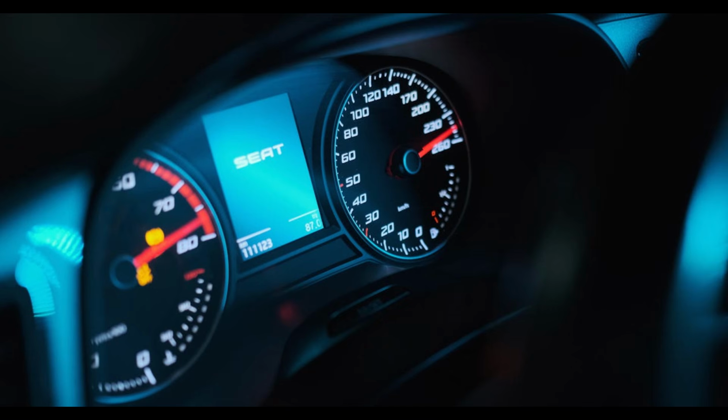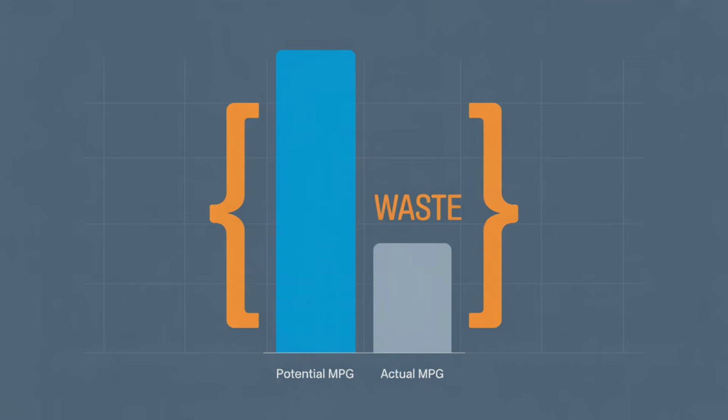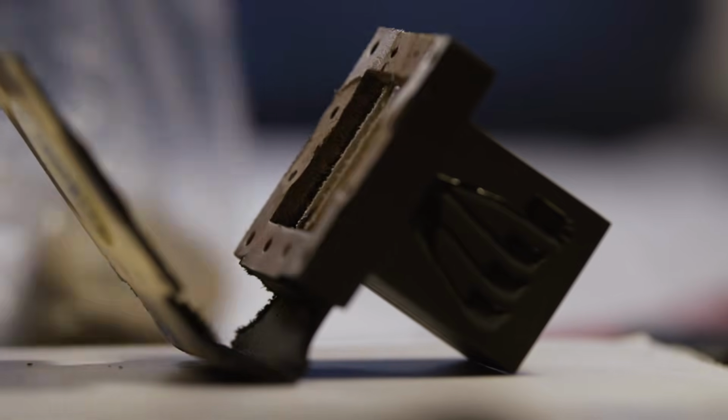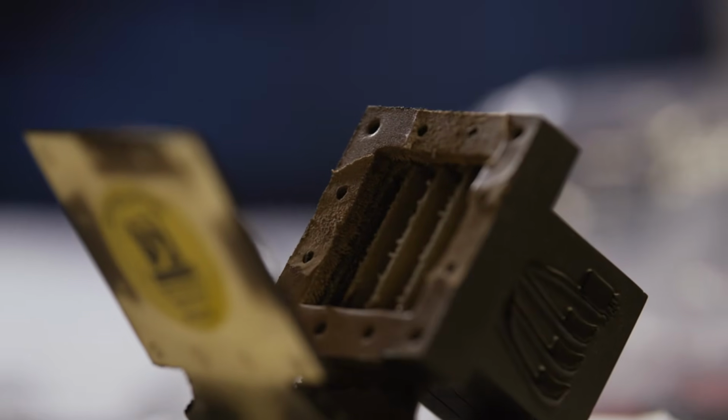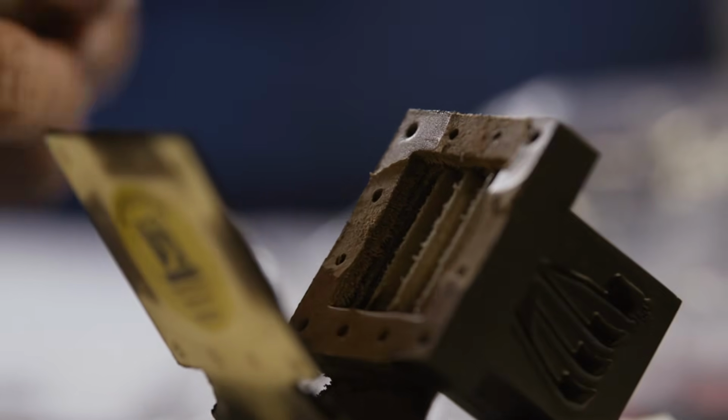There is a number on your dashboard that is probably lower than it should be, not by a little, by a measurable, calculable, preventable margin. And the cause is not your driving habits, your tire pressure, or the grade of fuel you are using. The cause is a component you have almost certainly never looked at. It costs less than $5 to replace. It is the size of a thumb.